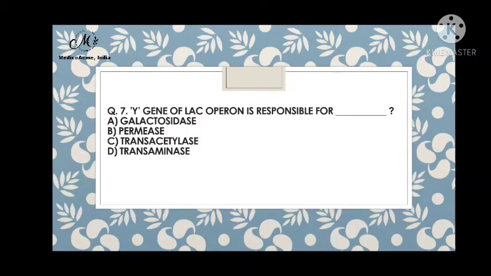So guys, let's come to question number 7, which asks which gene of the lac operon is responsible for what. As I discussed in my lac operon topic, I have given a trick to remember, that is ZYA. These 3 are the genes present in the lac operon. Z is for beta galactosidase, Y for permease, and A for transacetylase. Transaminase has nothing to do with this operon system. So guys, the correct answer is B, that is permease.